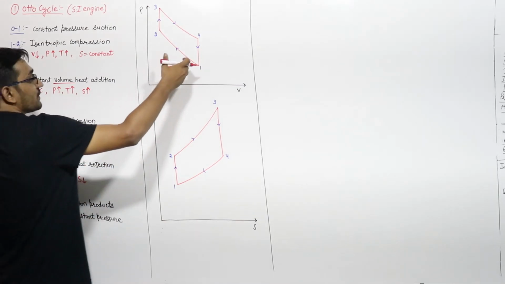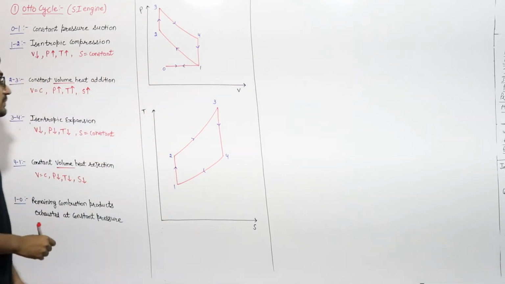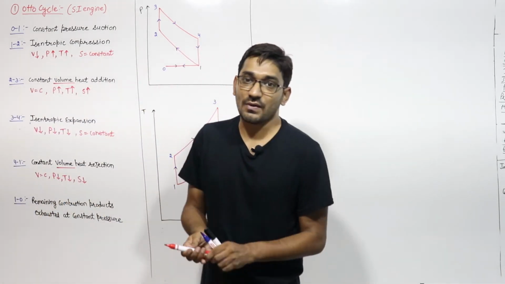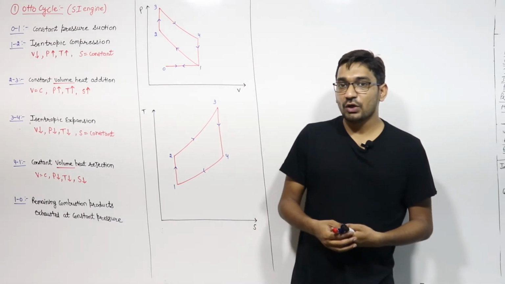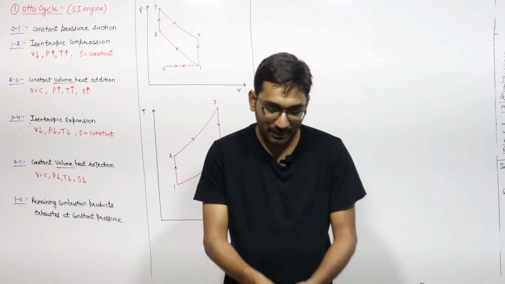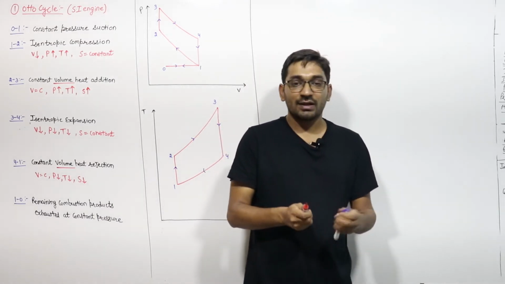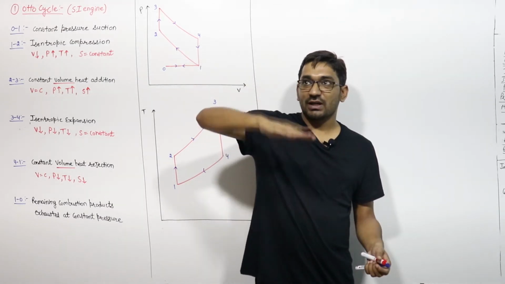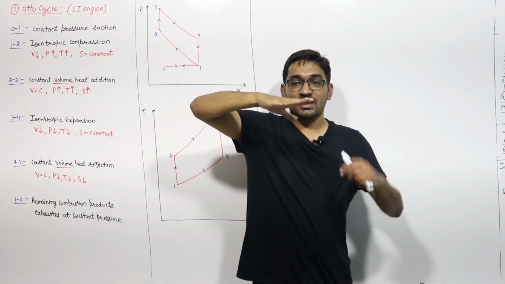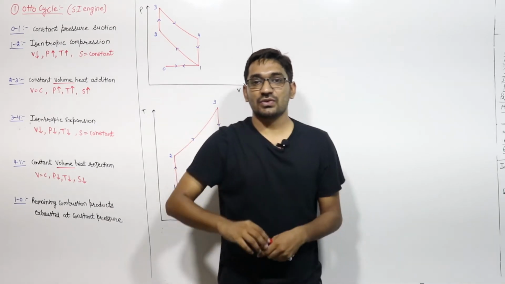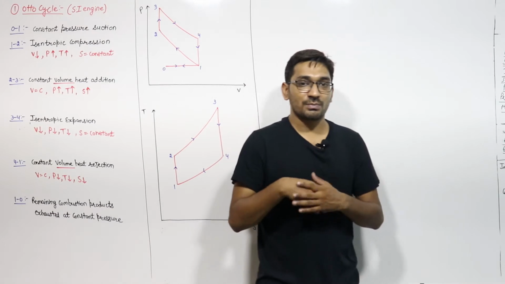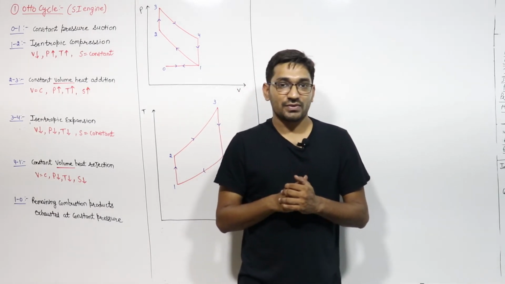And then the process 1 to 0. 1 to 0 is the remaining combustion products which are exhausted at constant pressure, right? Constant volume means the volume is constant in the cylinder. Suppose the piston is moving continuously inside the cylinder. For the constant volume of the system, the piston has to stop, then only we can say that the process occurring when the piston is stopped is the constant volume process.